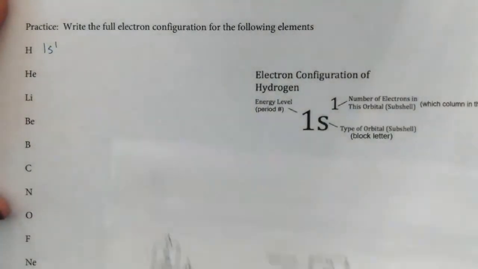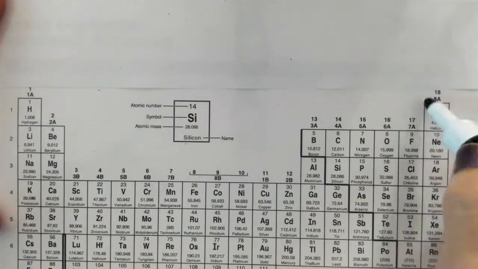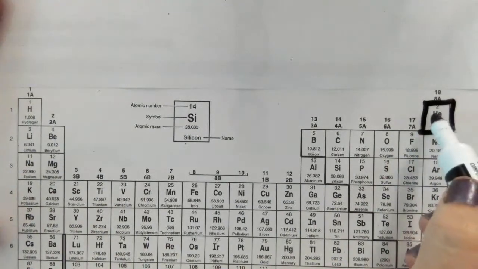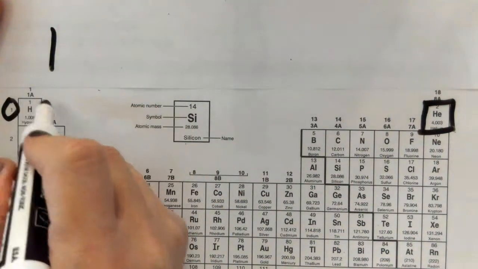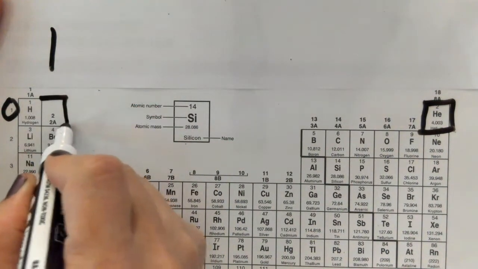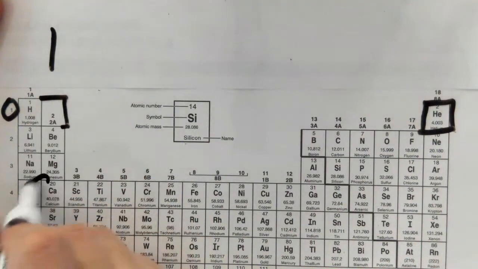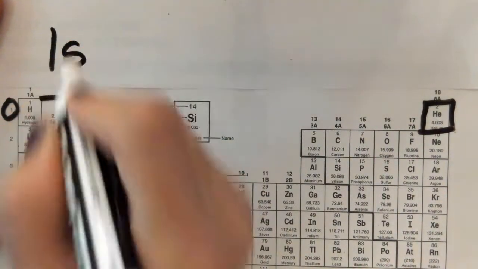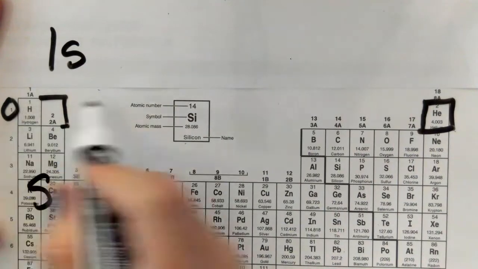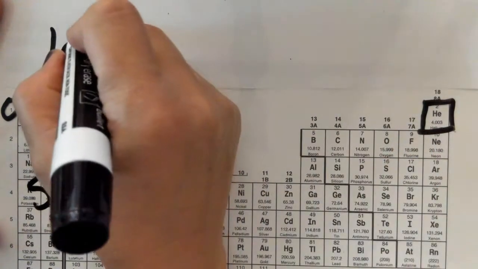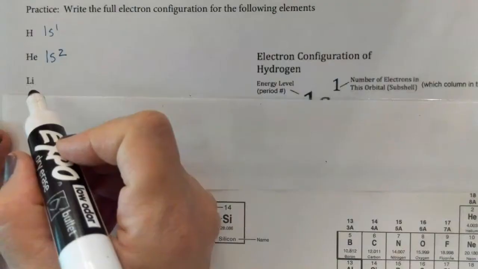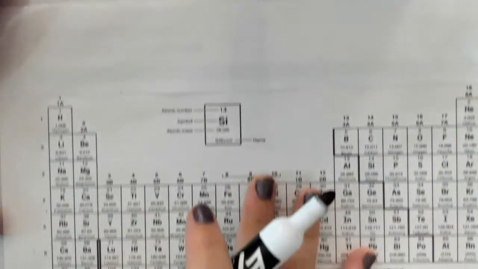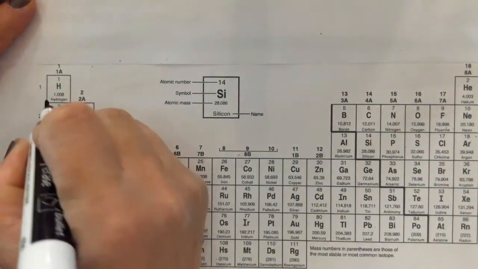Next is going to be helium. Helium is located here, and it is element number 2. So it's going to be on row number 1, so it's going to go 1. Even though it's not right here, it would be right here, and so it is part of the S block, so it's going to be 1s, and then 1s2, because there are only 2 columns in the S block. So helium is going to be 1s2.